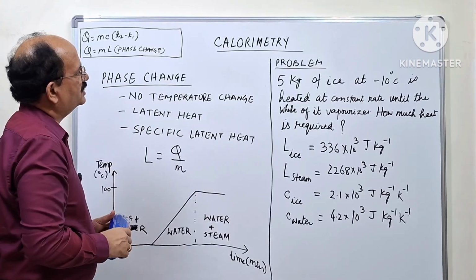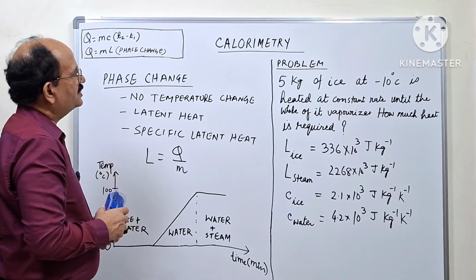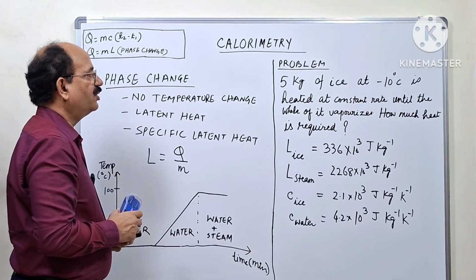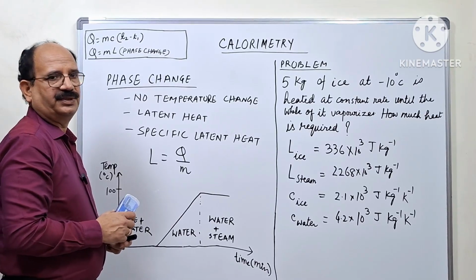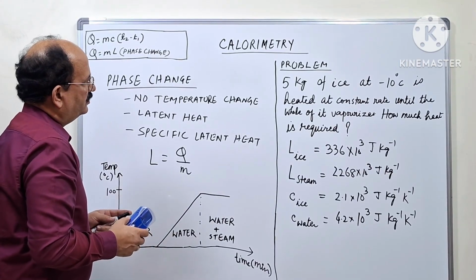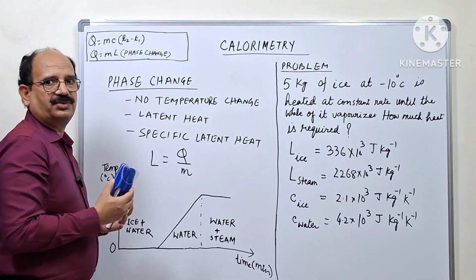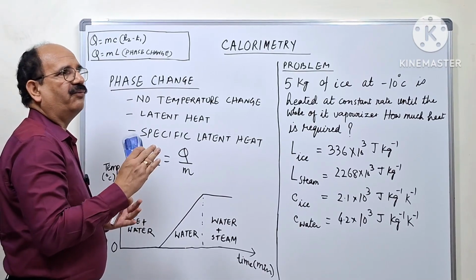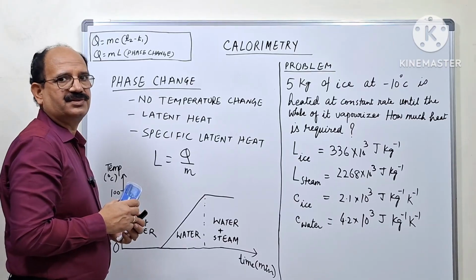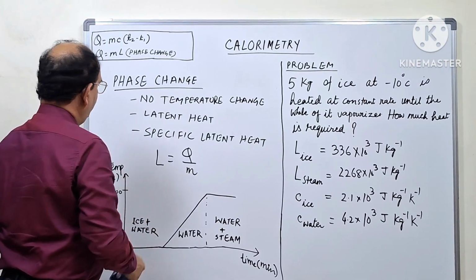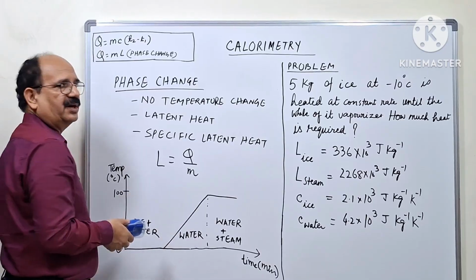The problem statement is that 5 kg of ice at minus 10 degrees Celsius is heated at constant rate until the whole of it vaporizes. How much heat is required? Let's look deeply into this problem, and then we will come to this understanding that there are 4 different stages in which ice at minus 10 degrees Celsius completely vaporizes. Let us draw a line and then try understanding the problem first, and then we will look at the solution of it.